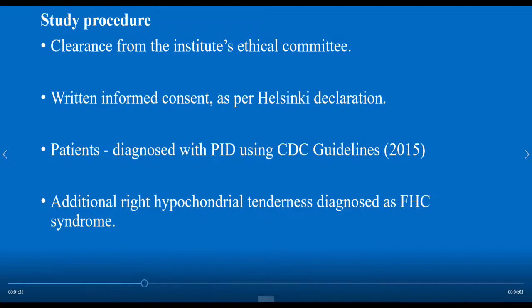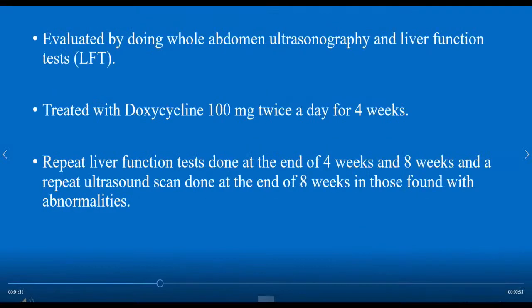Patients were diagnosed with PID using CDC guidelines of 2015. All those patients who additionally had right upper quadrant tenderness were diagnosed as FHC syndrome. Patients were evaluated by doing whole abdominal ultrasonography and liver function tests. These were then treated with doxycycline 100 mg twice a day for 4 weeks. Repeat liver function tests were done at the end of 4 weeks and 8 weeks, and a repeat ultrasound scan was done at the end of 8 weeks in those found with abnormalities.